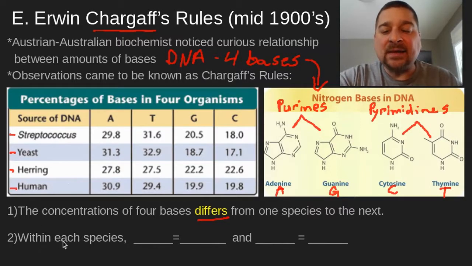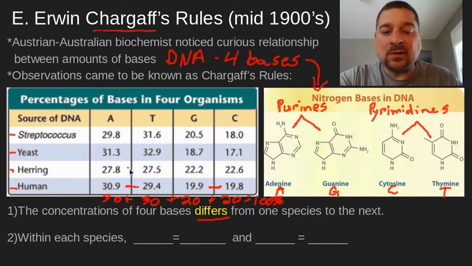The second thing he noticed, and we now call this Chargaff's Rule, is that within each species, if you look, let's go to the human here, 30.9 and 29.4. So they're both about 30%. And then between G and C, they're both about 20%. Okay, so 30 plus 30 plus 20 plus 20 would equal your 100%.